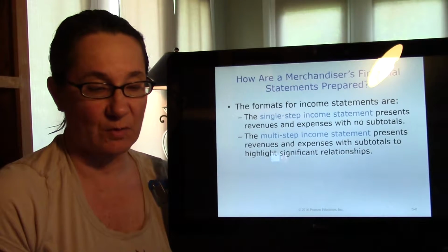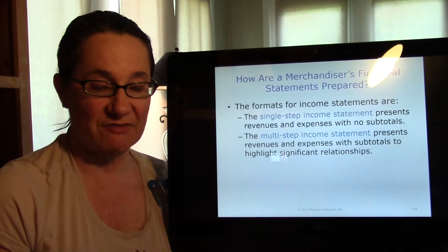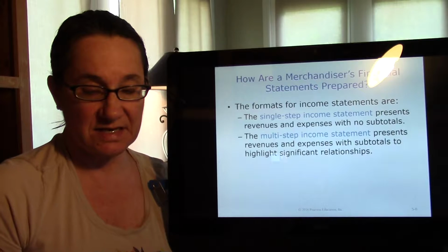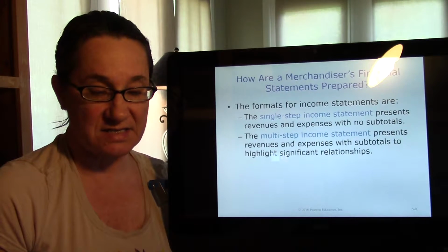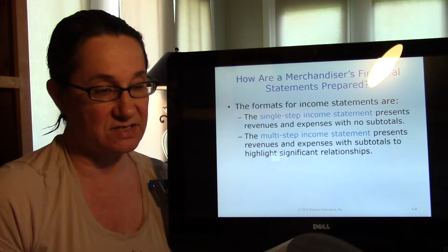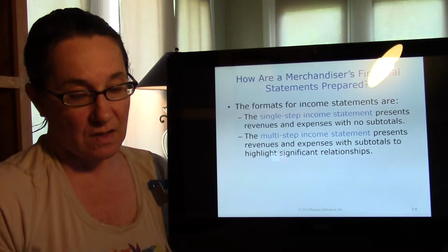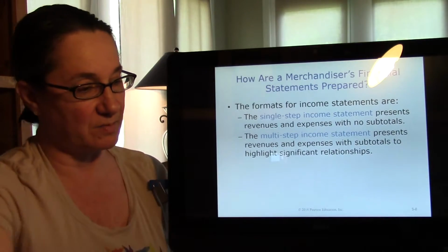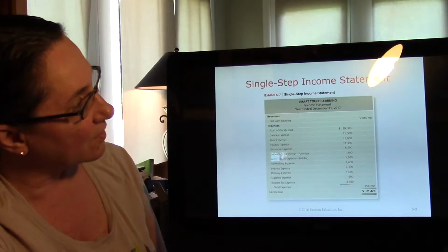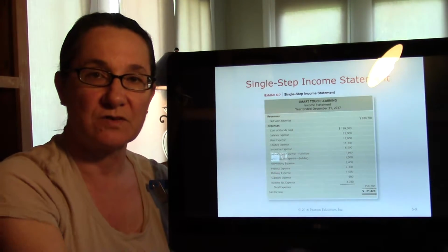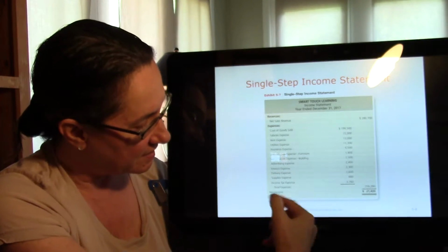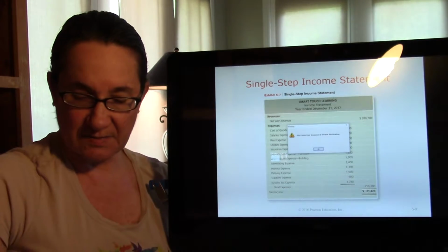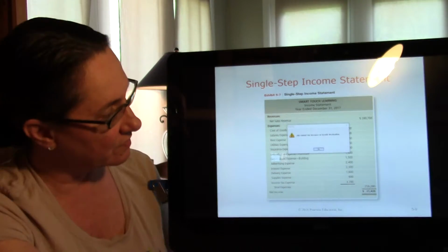A single step income statement works well for service entities because they have no gross profit to report. A multi-step income statement is an income statement format that contains subtotals to highlight significant relationships. In addition to net income, it will report gross profit and operating income. So let's take a look at these. All right, so here's a single step. That should look pretty familiar to you. Revenues minus expenses equals net income. Right? A single step income statement does not provide subtotals.